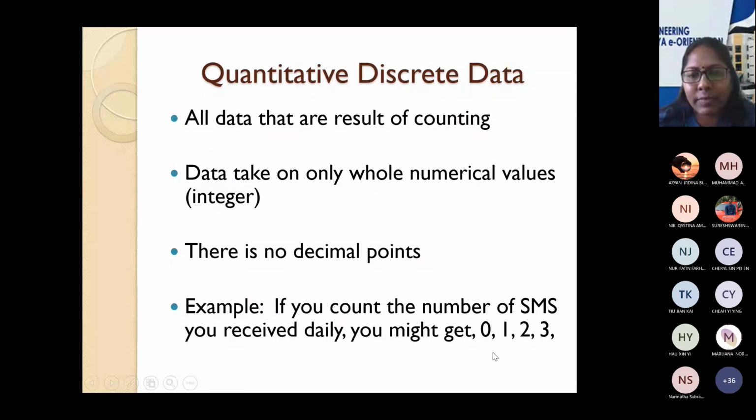Okay, and another example is when you're counting persons. So when I'm counting the number of students in my class, I can have 20 students, I can have 30 students. I cannot have 20.5 students. Okay, so these are discrete data.